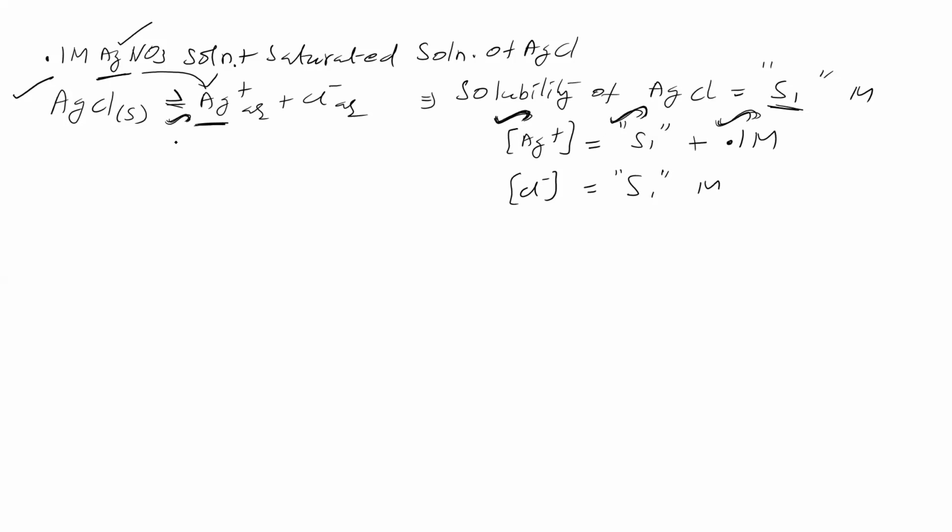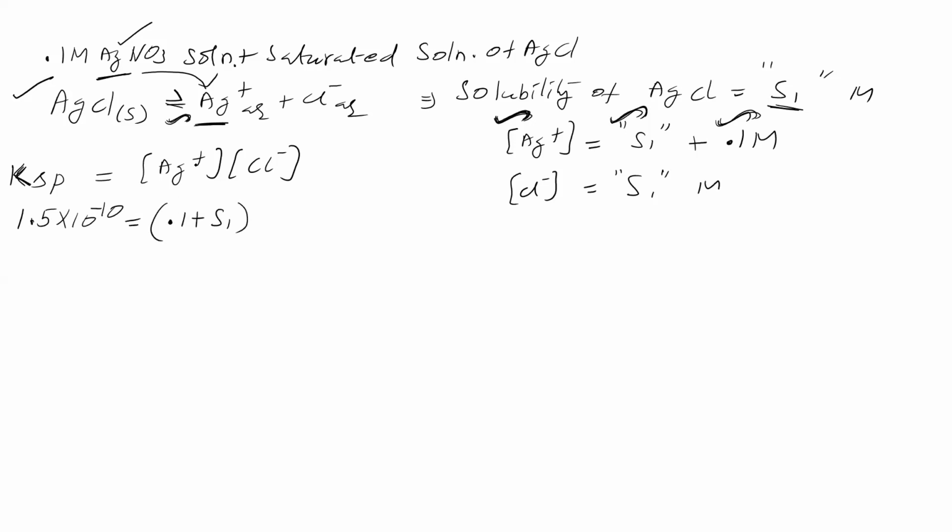Okay, so now we will take the equilibrium constant for this. The equilibrium constant is called the solubility product. Solubility product of AgCl is equal to Ag plus concentration into Cl minus concentration. Now we will substitute the solubility product of AgCl, that is 1.5 into 10 to the power of minus 10. The concentration of Ag plus is 0.1 plus S1 molar.